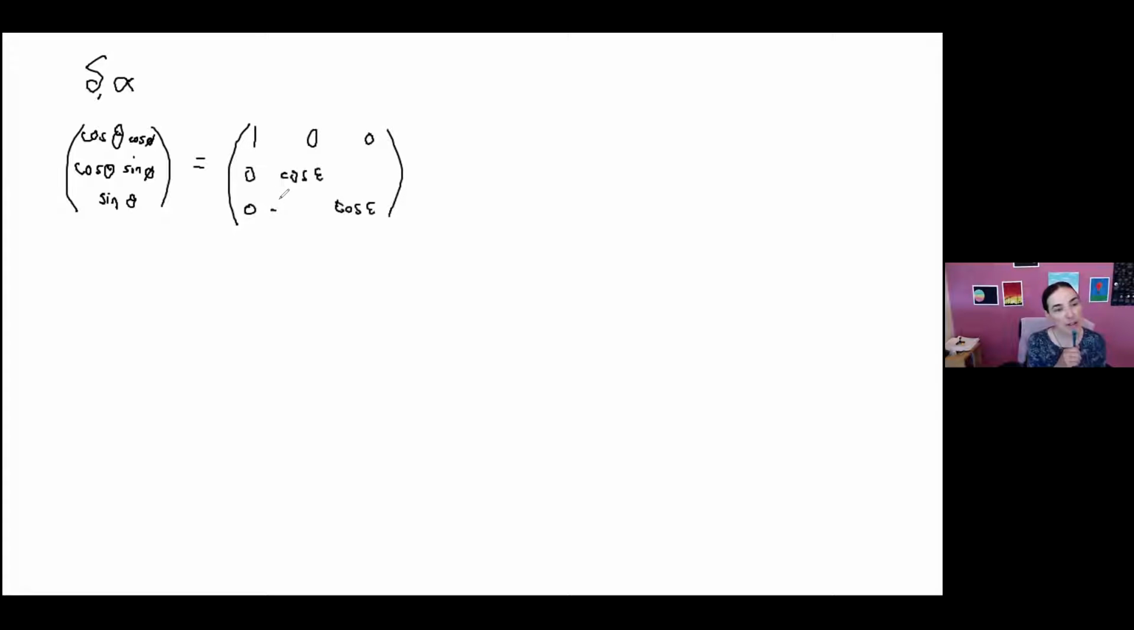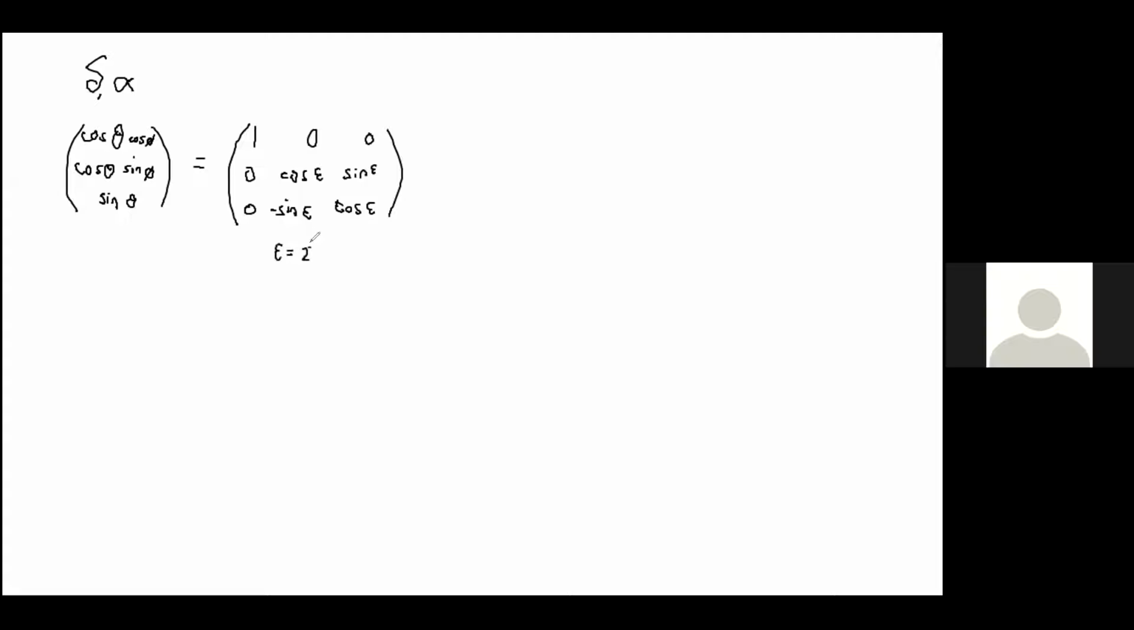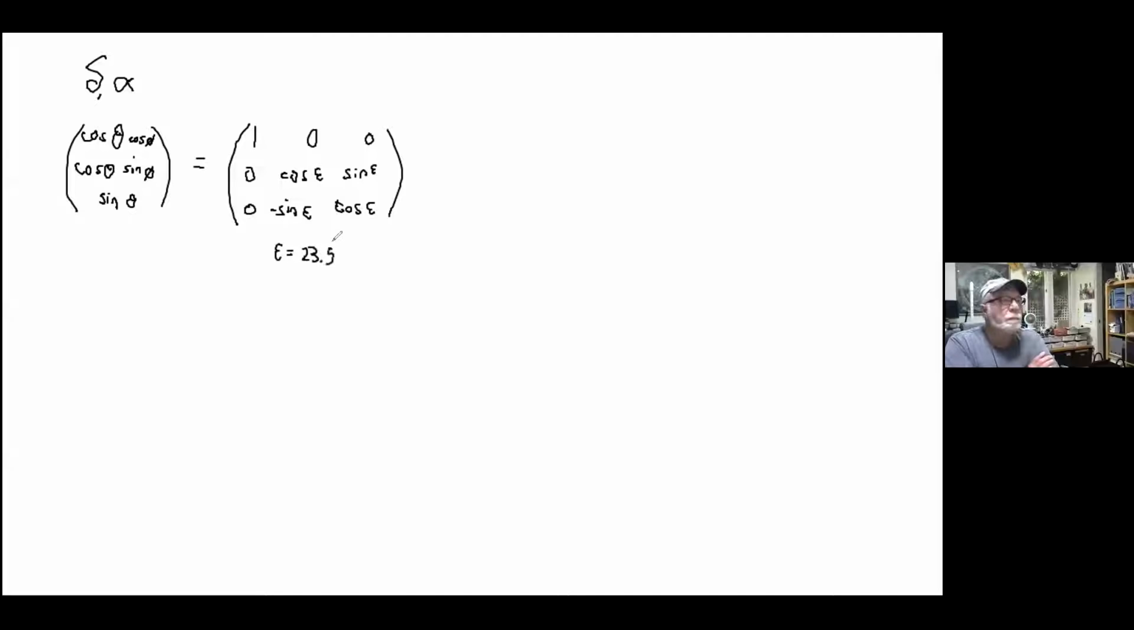So the matrix on, wait, what's epsilon? Epsilon is just the obliquity of the Earth, 23.5 degrees. Oh, okay.